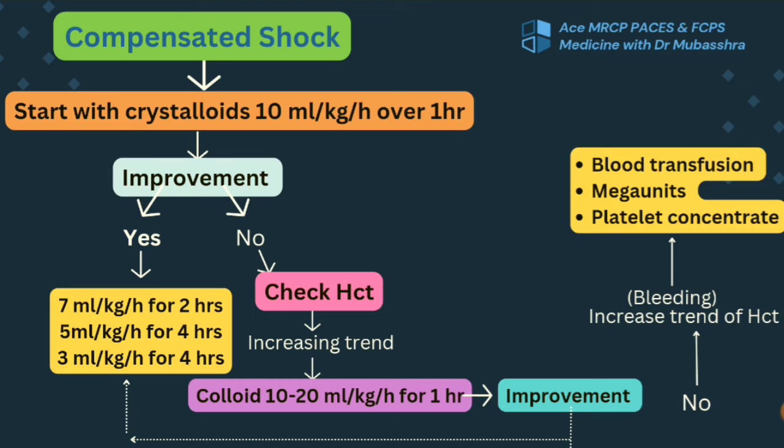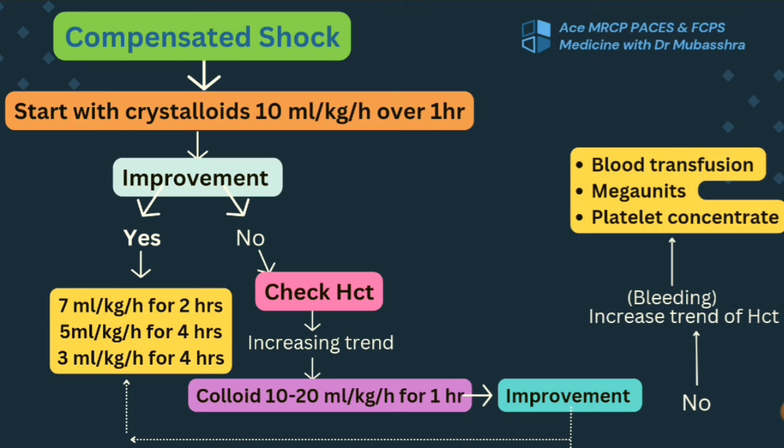First of all, we start with crystalloids at the rate of 10 ml per kg per hour over 1 hour. If there is improvement, then we will give the crystalloids at the rate of 7 ml per kg per hour for the next 2 hours and then decrease it to 5 ml per kg per hour for 4 hours and then 3 ml per kg per hour for the next 4 hours.